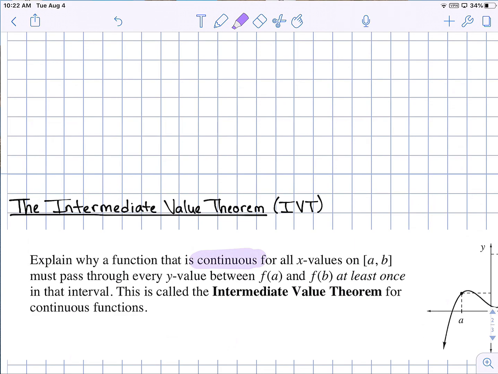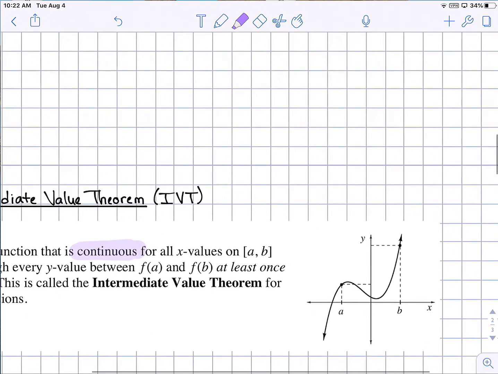So that's the intermediate value theorem, saying as long as this function is continuous. So we have f of a. Let's just call this number 1. Let's say this is 1 and this is 5. So what the intermediate value theorem says, if f of a is 1 and f of b is 5, then that means f of x will touch every single y value between 1 and 5 at least one time.